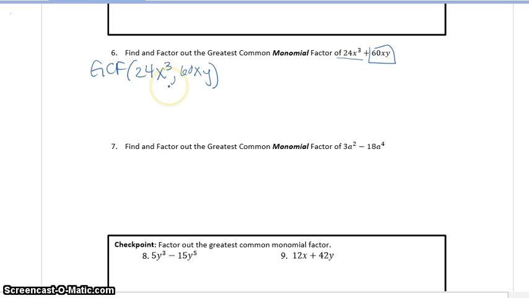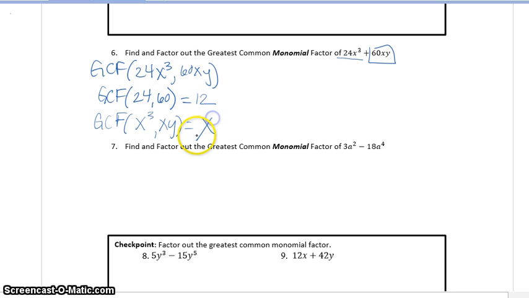So now we have numbers and variables in our terms. So what we're going to do is look at the numbers and variables separately. So first, just look at the GCF of 24 and 60, which if you look back to number 1, the greatest common factor of 24 and 60 is 12. Next, find the greatest common factor of the variables. So we have x to the third and xy, which if we look back to number 2, the greatest common factor of x to the third and xy is just x.